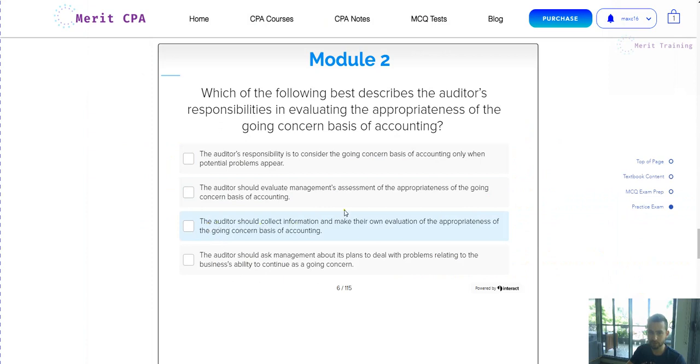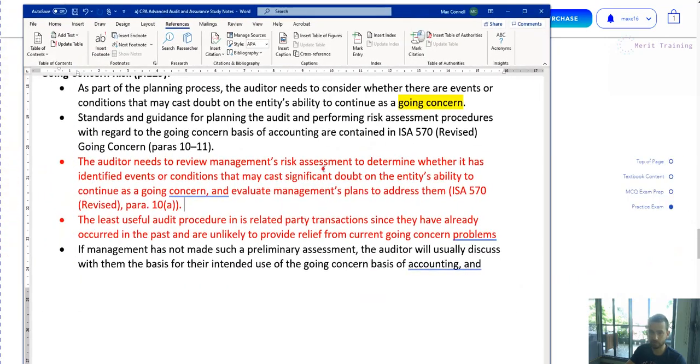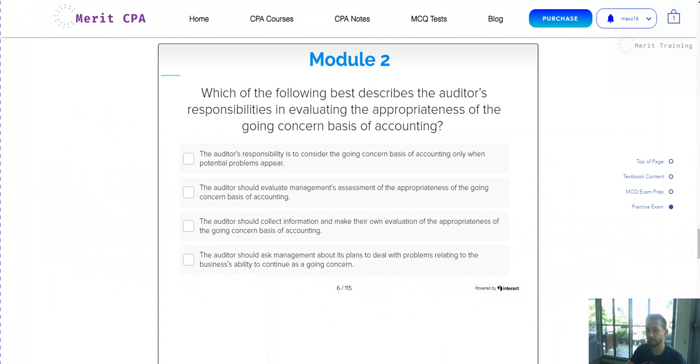C, the auditor should collect information and make their own evaluation of the appropriateness of the going concern basis of accounting. Again, that doesn't fit in with what we were saying here. We need to review management's assessment, not make our own assessment, and consider whether they've identified everything and then evaluate their plan. So C is not correct.